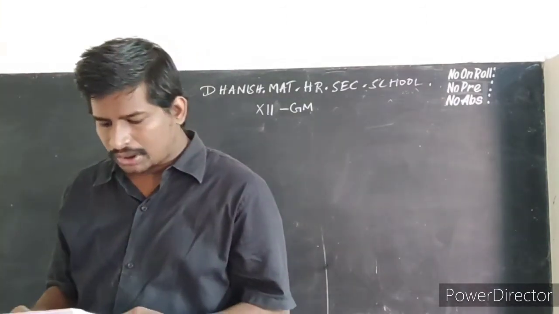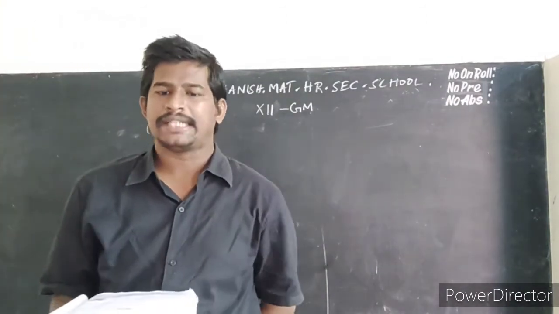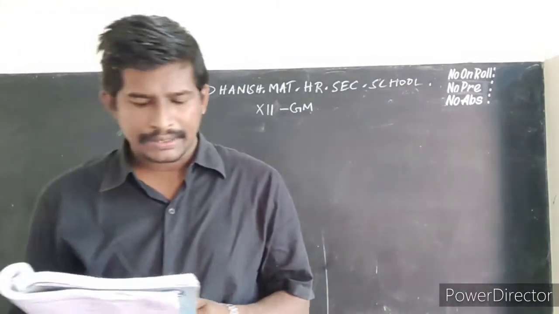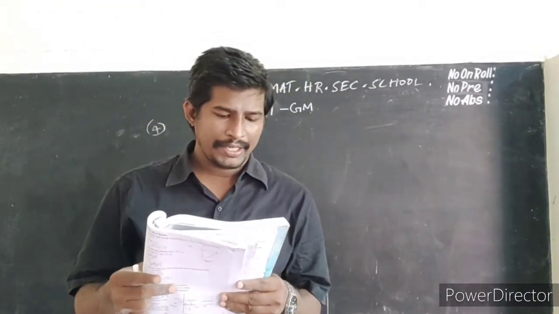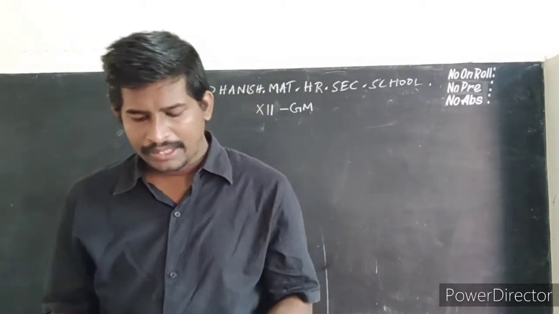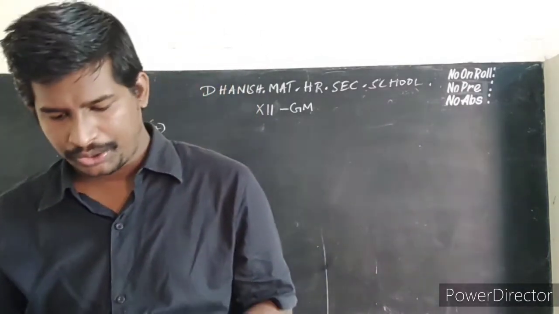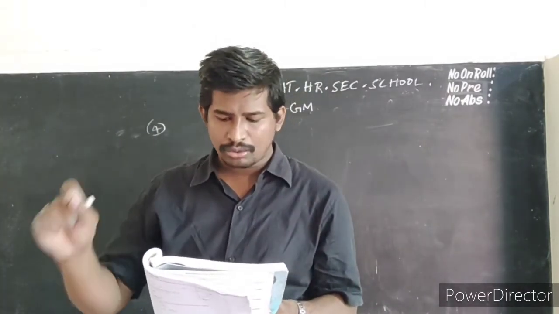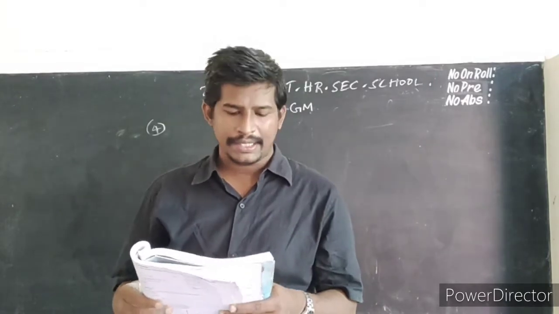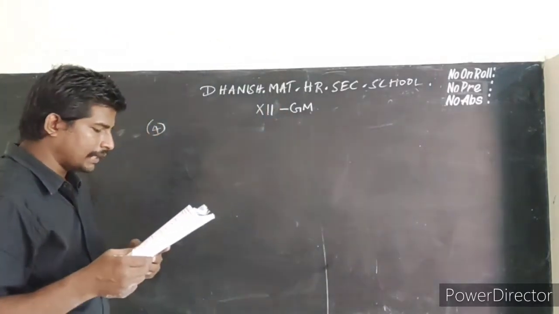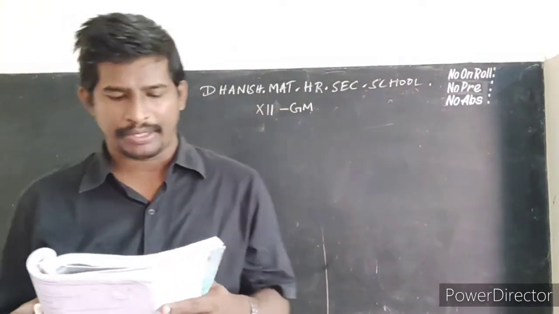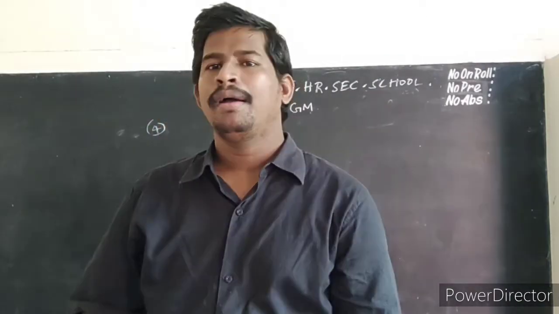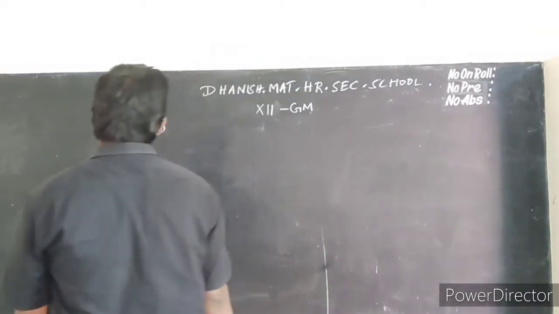Find the equation of the circle with center (2, 3) and passing through the intersection of the lines 3x minus 2y minus 1 equal to 0 and 4x plus y minus 27 equal to 0. Here our circle should pass through the point of intersection of the given two lines.